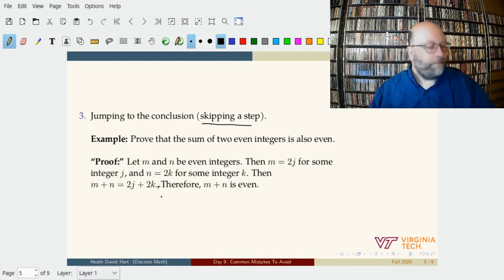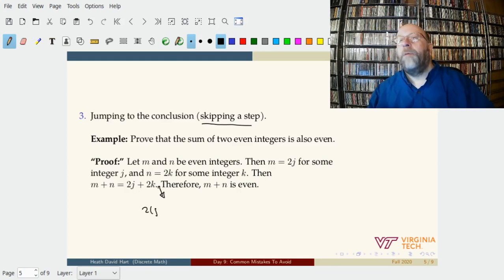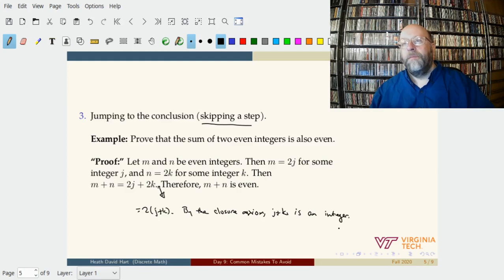What goes here? Well, you want to first of all write this as 2 times j plus k. And then you want to specify that j plus k is an integer for some reason. Why? If you haven't specified that, you can't conclude that this is an even number yet. And so leaving out the step of saying, by the closure axiom, j plus k is an integer. So something's been left out.